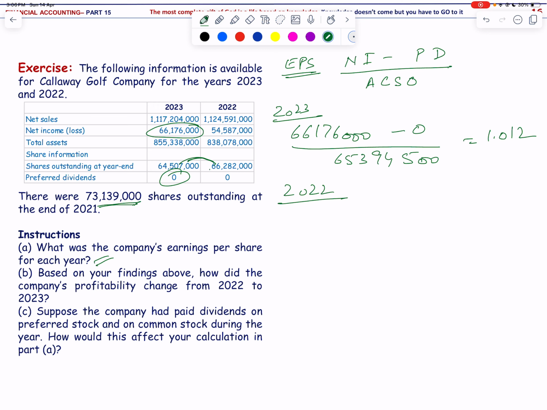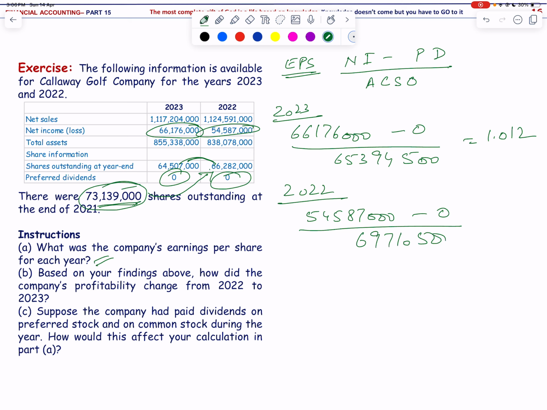For 2022 it will be the net income 54,587. The preference dividend is 0 divided by average, and for this we will add 73 plus 66,282 and divide by 2, this will be 69,710,500. So this is equal to 0.783. So this was the earning per share, 1.012 and 0.783.